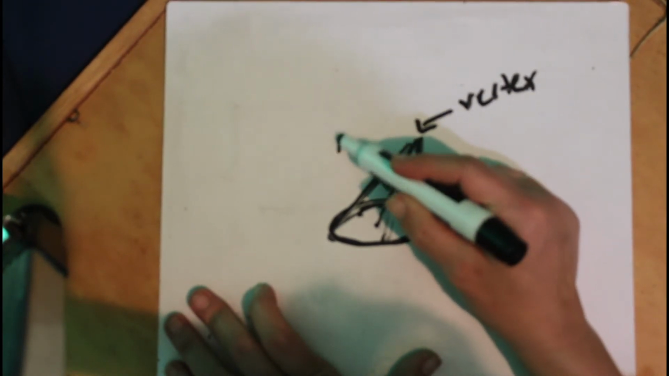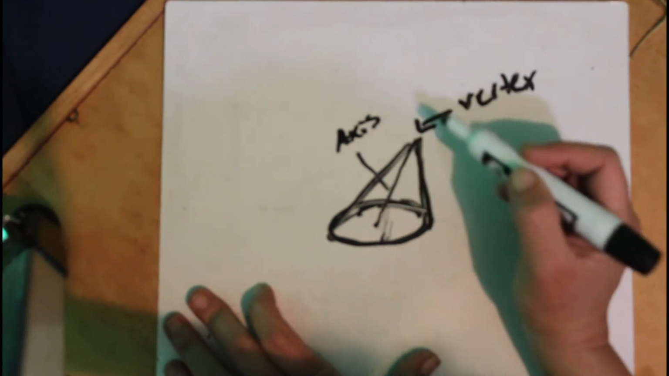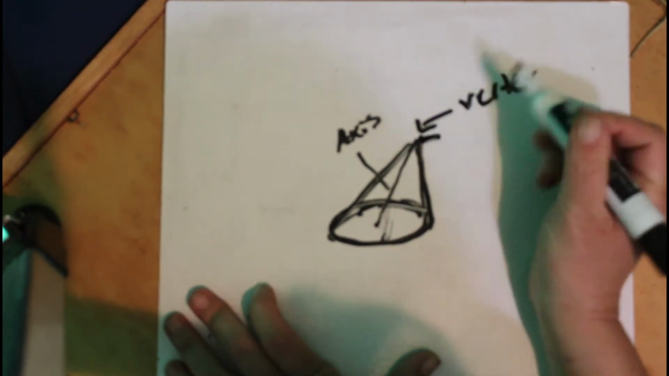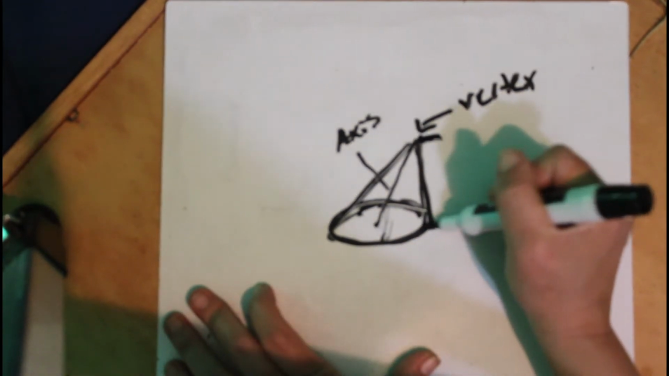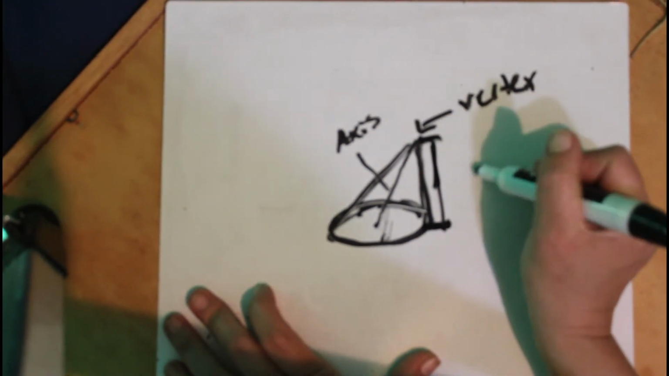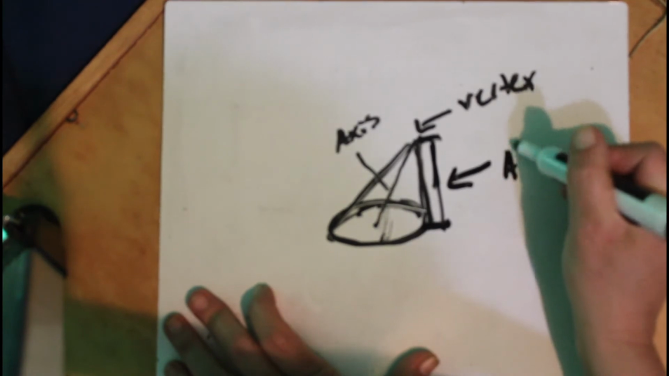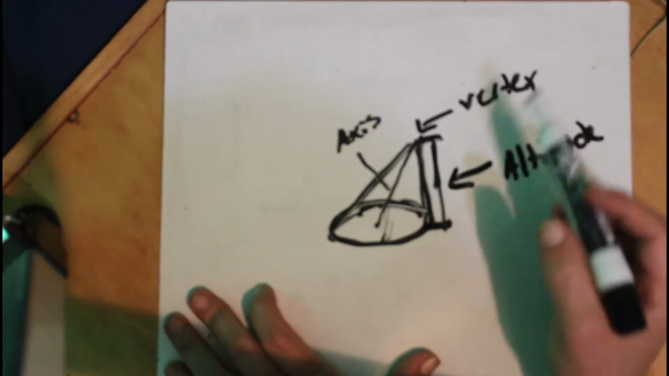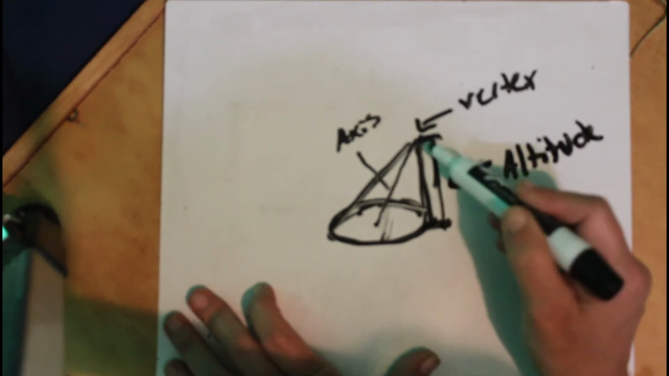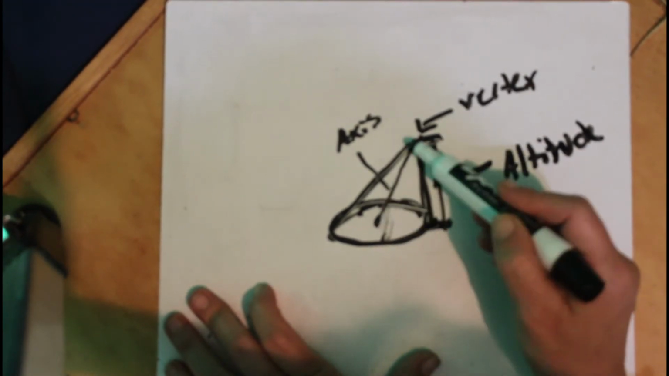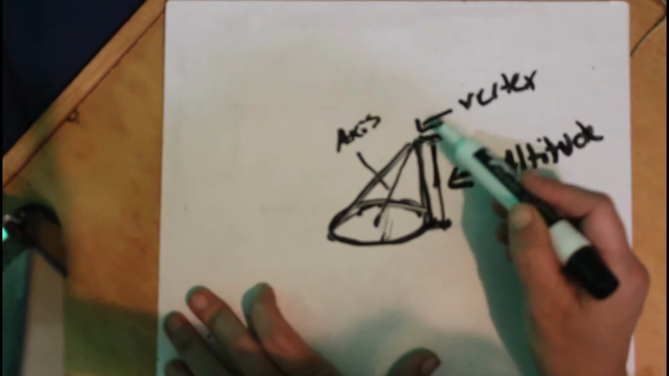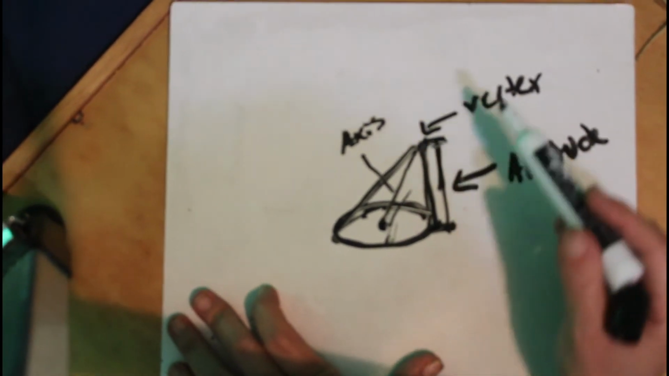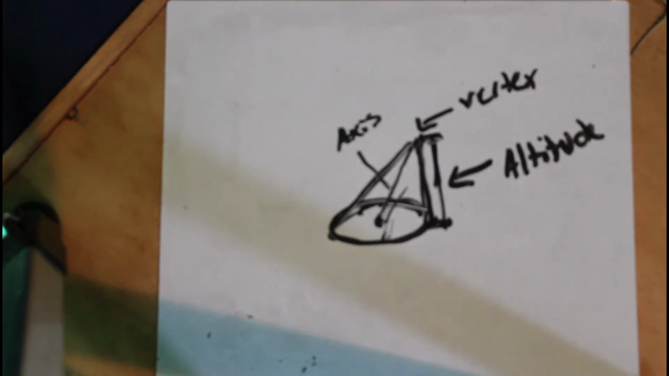It's going to be our axis. And then the height from the vertex to the base, right here, would be the altitude. Alright, so altitude is going to be your height from your base to your vertex. Your axis is a straight line that goes from the vertex to the center of the base. And your vertex is where all of your stuff meets at the top. It's your pointy part at the top.